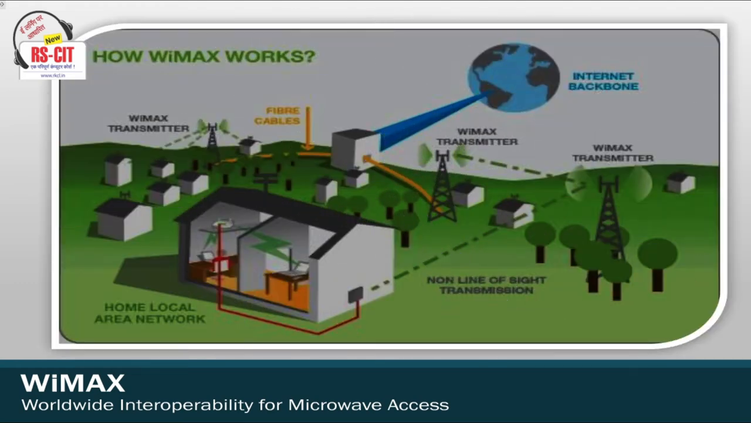WiMAX, Worldwide Interoperability for Microwave Access. It is a family of wireless communications standards designed to provide 30 to 40 megabit per second data rates, with the 2011 update providing up to 1 gigabit per second for fixed stations. WiMAX is a standards-based technology, enabling the delivery of last-mile wireless broadband access as an alternative to cable and DSL.